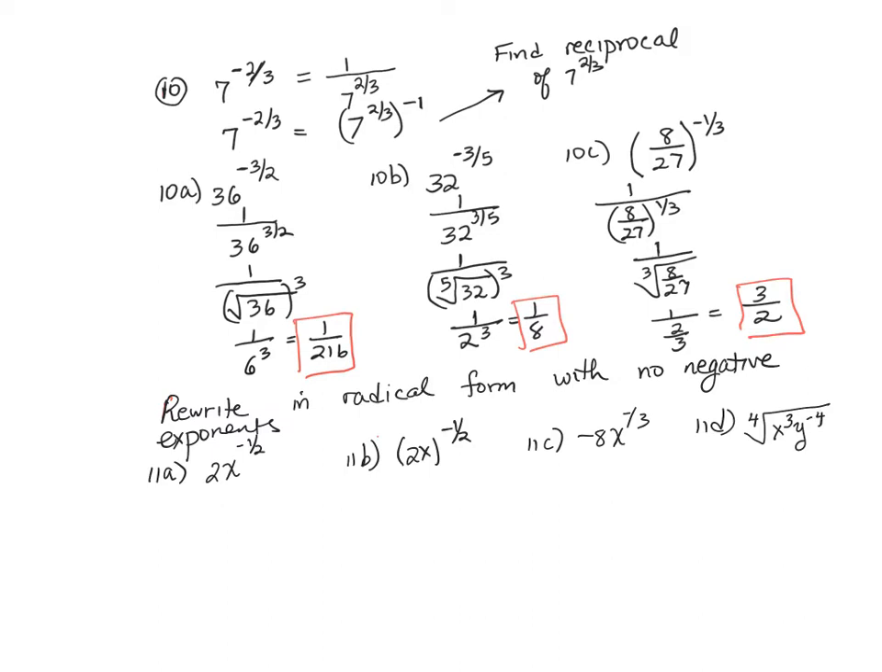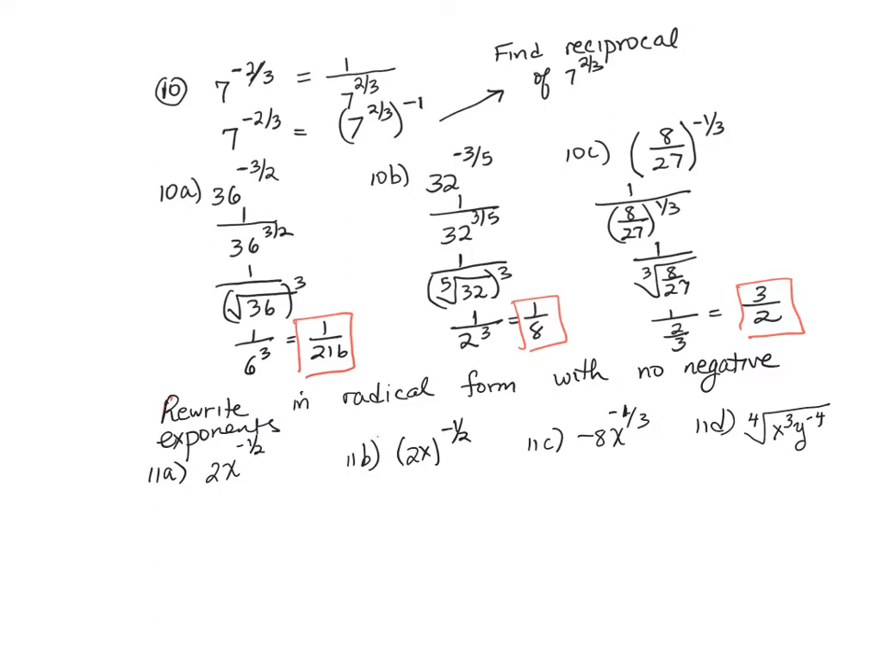Okay, this one didn't come out too good for me. Negative 1/3, that's negative 1/3. Okay, so let's take a minute and rewrite each in radical form with no negative exponents. All right, let's start going over this.